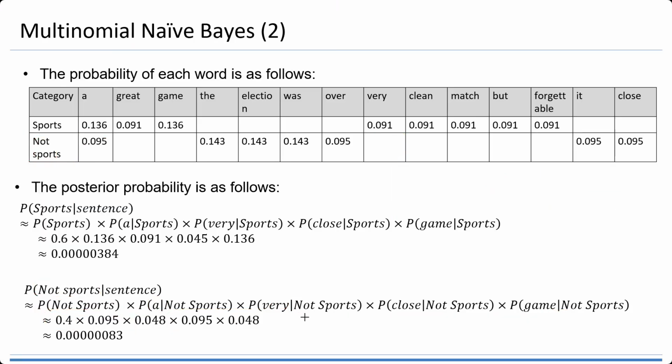So the probability of vary on not sports is this one. The probability of close on the category not sports is this one. And the probability of game in the category of not sports is very small. So if you look at this one, by intuition, the word vary and the word game do not exist in the not sports. If they do not exist, it means the probability will be very, very low. Because the probability will be very low, the result also will be very low.